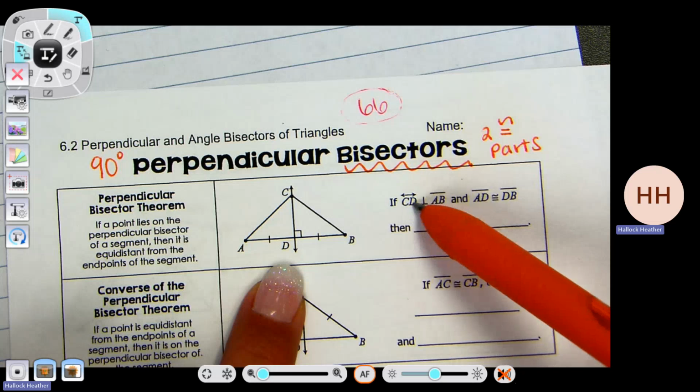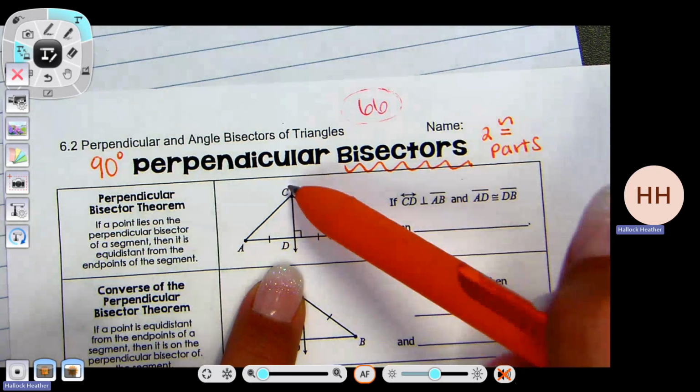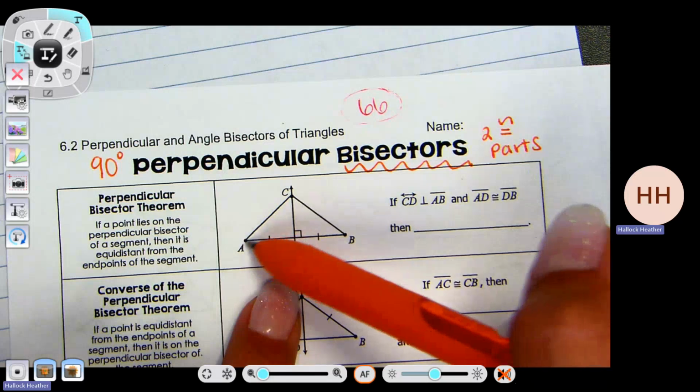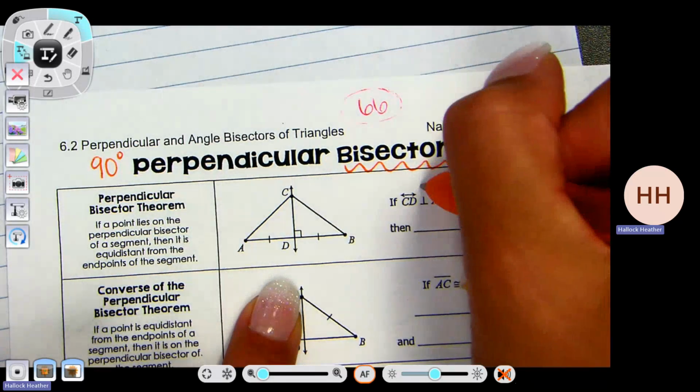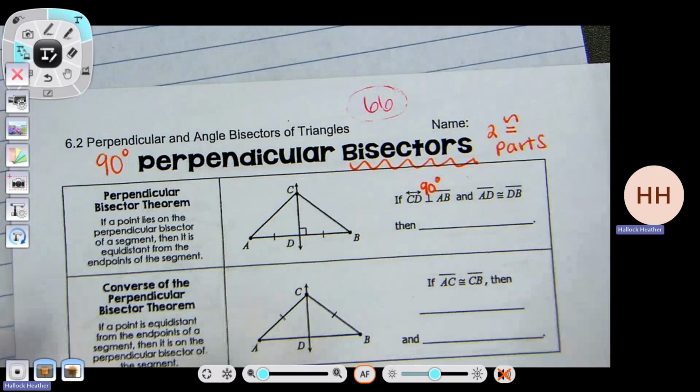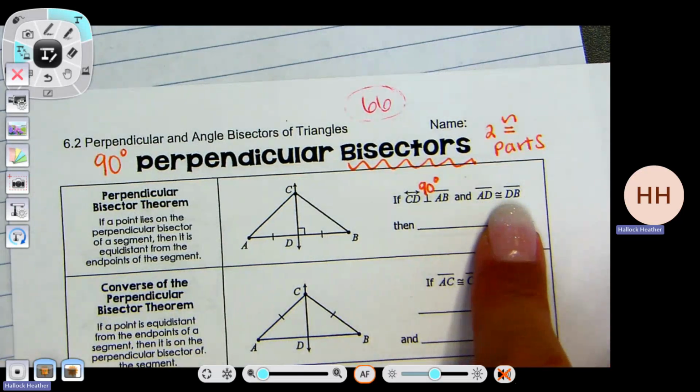It says if CD is upside down capital T, where's CD? CD is upside down capital T, D to AB. That upside down capital T means 90 degrees. It's making a right angle. And AD is congruent to DB. This information has to be given to you.